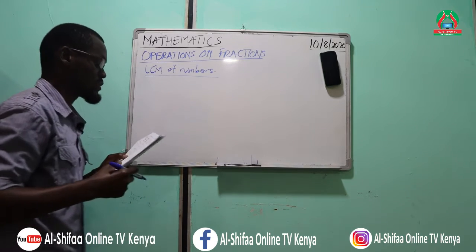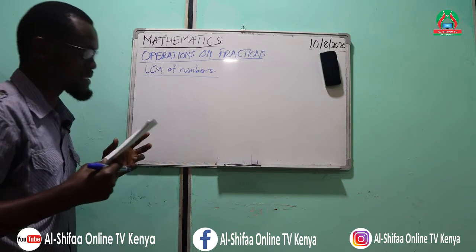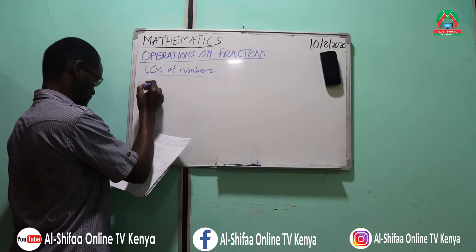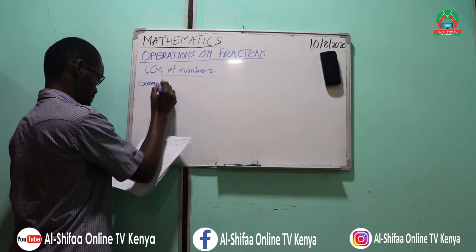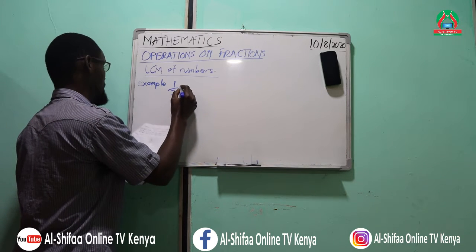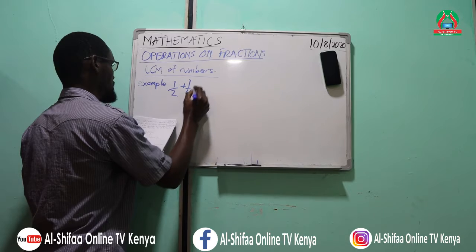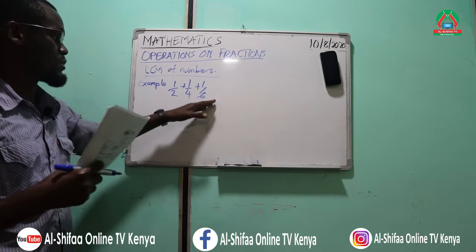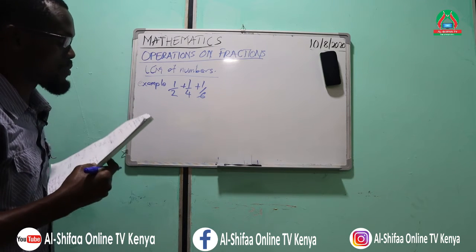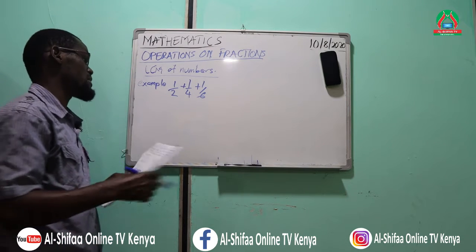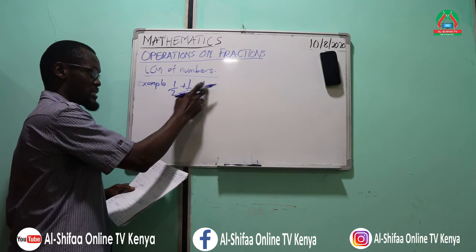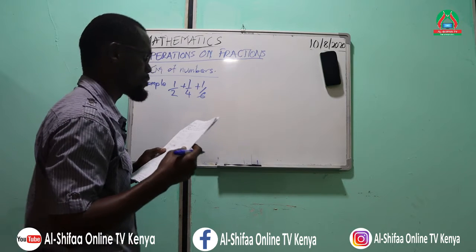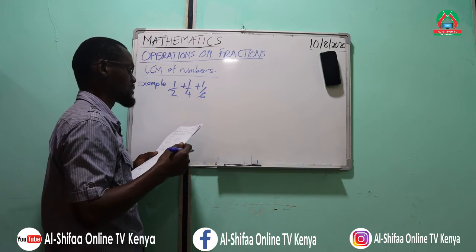So we first remind ourselves how we go about finding the LCM of numbers. For example, a half plus a quarter plus a sixth. These are portions of whole numbers. To add them, we'll first find the LCM of 2, 4 and 6, so that the denominator becomes one. Then we can proceed with the operation.